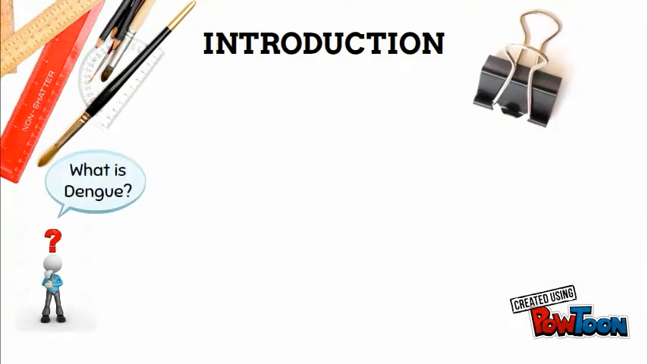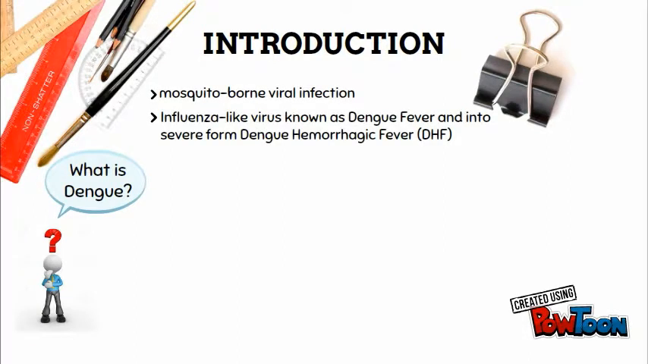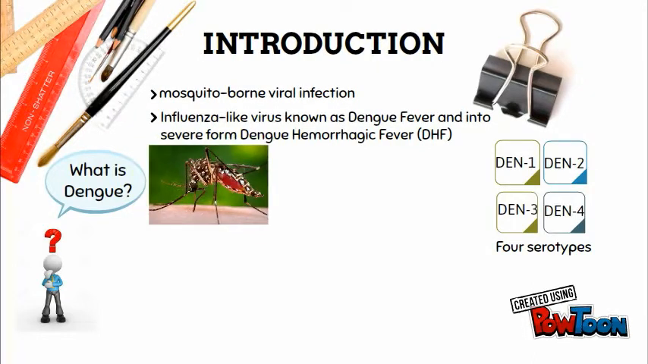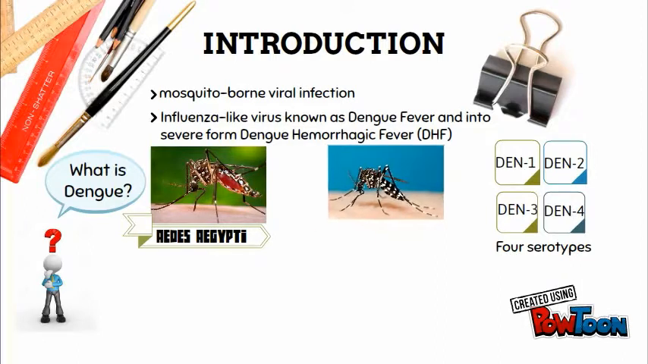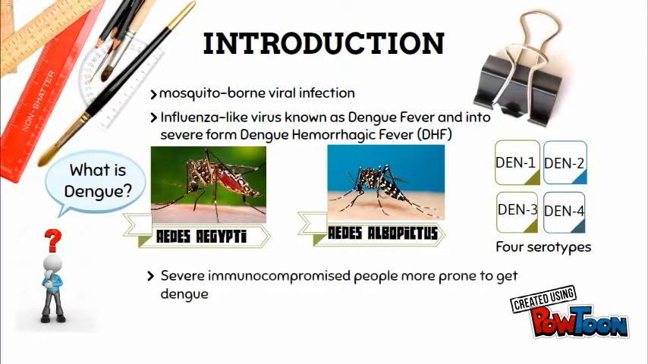Introduction. What is dengue? It's a mosquito-borne viral infection known as dengue fever, with a severe form called dengue hemorrhagic fever, with 4 serotypes, DEN-1 to DEN-4, and 2 main species of vector, Aedes aegypti and Aedes albopictus. Severely immunocompromised people are more prone to get dengue.